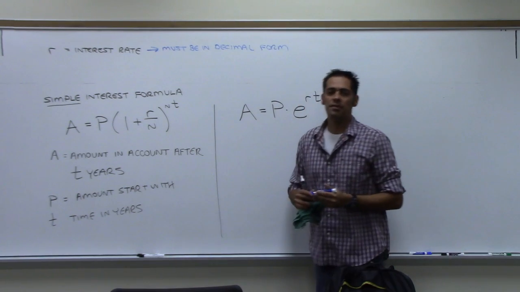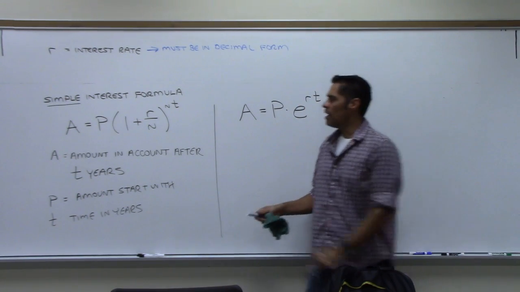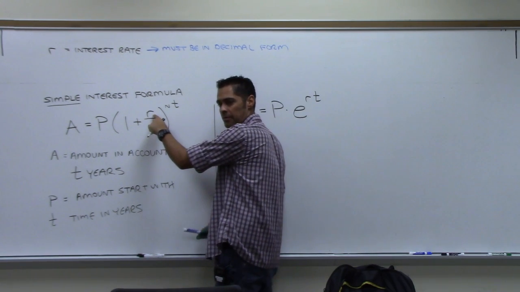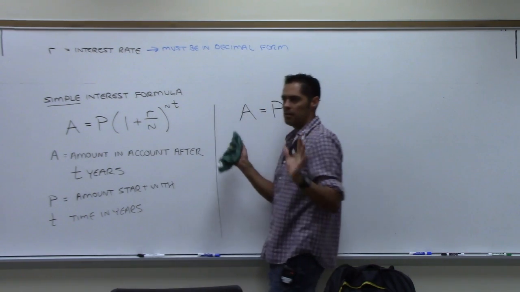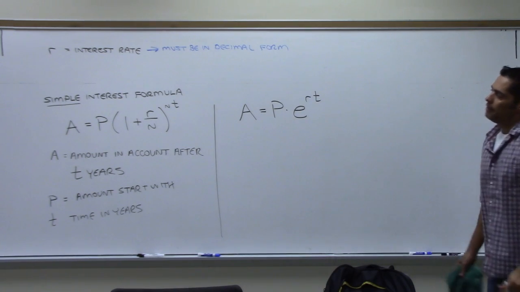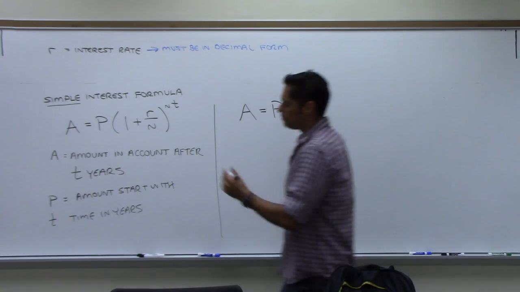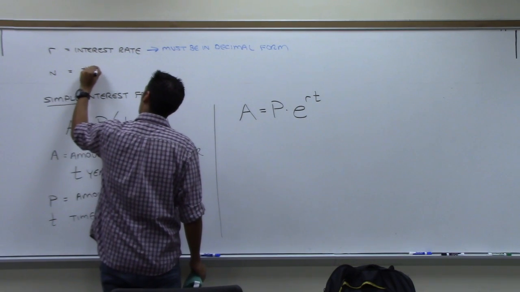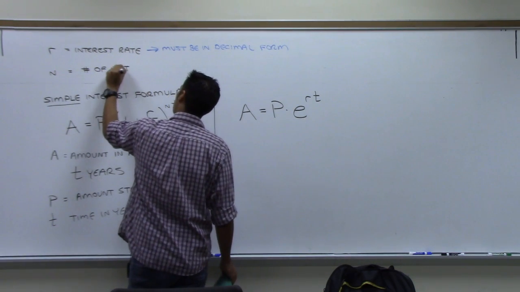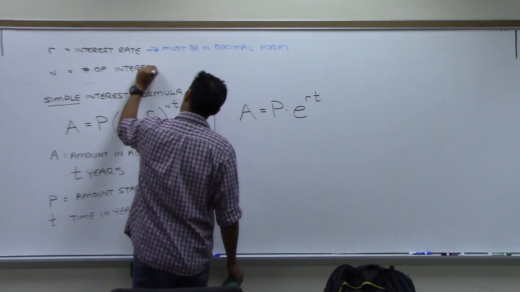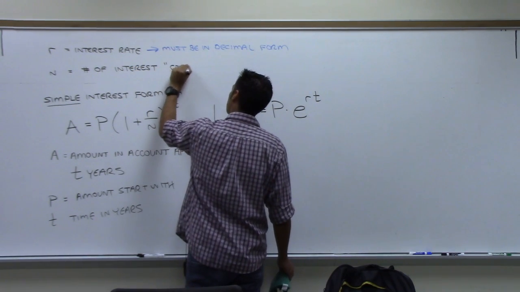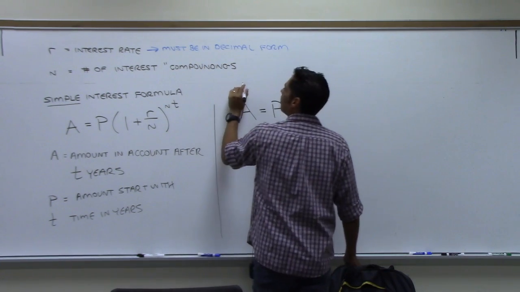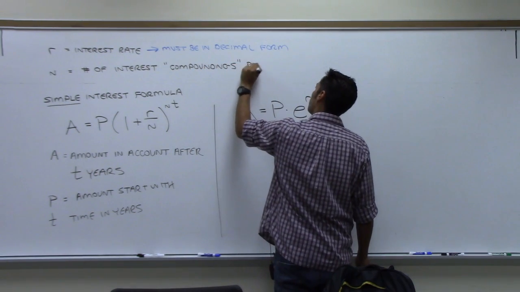So if the interest rate is 5%, you would not plug in 5 here. You would plug in 0.05. All right? If you mess that up, everything's going to be off. And then N is the number of interest, what we call compoundings per year.